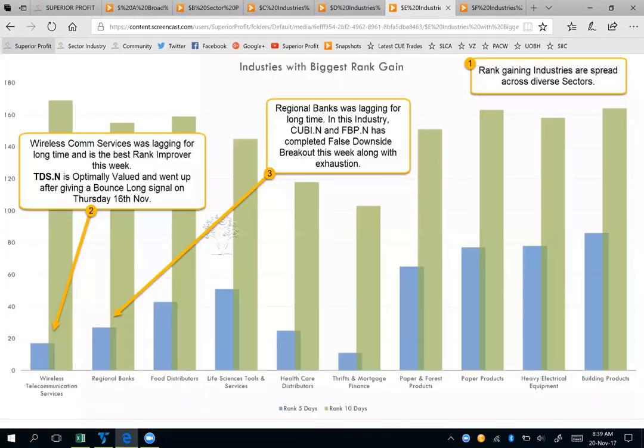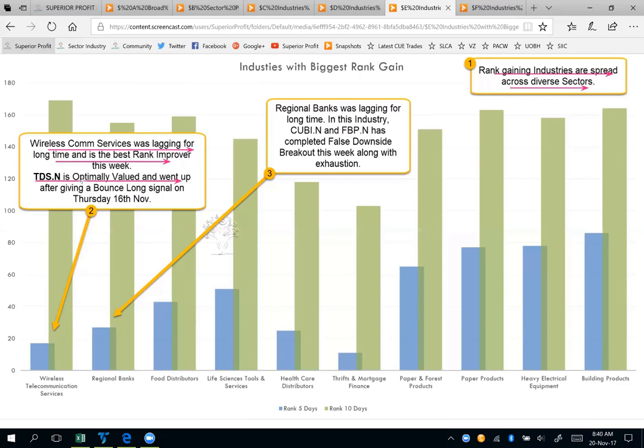Every week, we also study the industries with biggest rank gain and biggest rank declines. They often show us which industries are going to outperform and underperform the market respectively in the coming weeks. We are looking at industries with biggest rank gain this week. Rank gaining industries are spread across diverse sectors. Wireless communication services was lagging for a long time and now is the best rank improver.